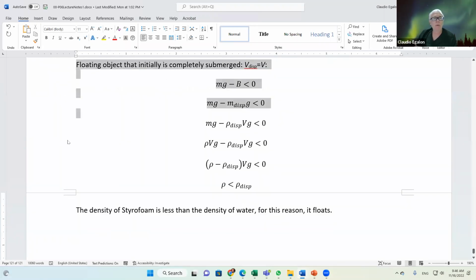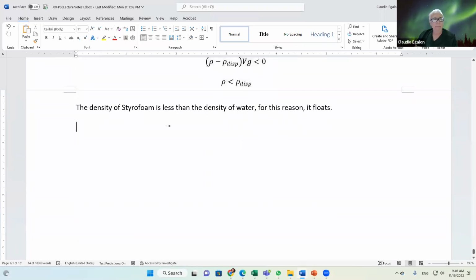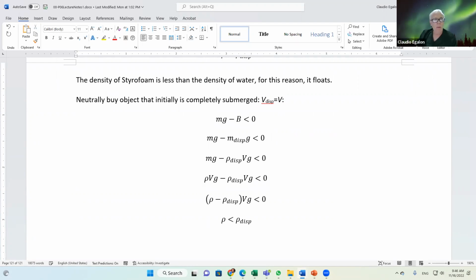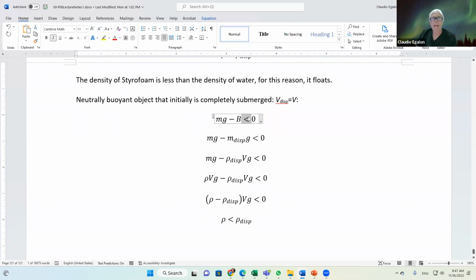And then we have the other condition, neutrally buoyant object. For a neutrally buoyant object, the buoyant force must be equal to the weight, or the net force applied to the object is 0. For this equation to hold, the density of the object must be equal to the density of the displaced fluid. Yes, that's right. Anything that floats has a density lower than the fluid. It's a relative thing.